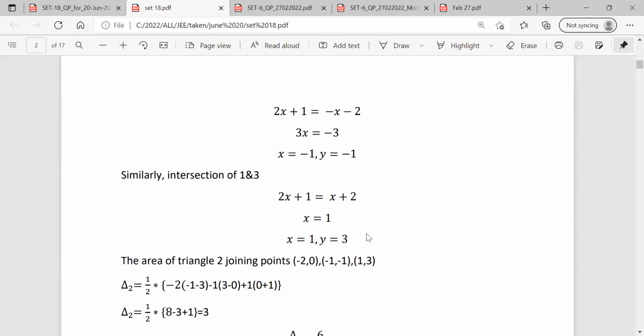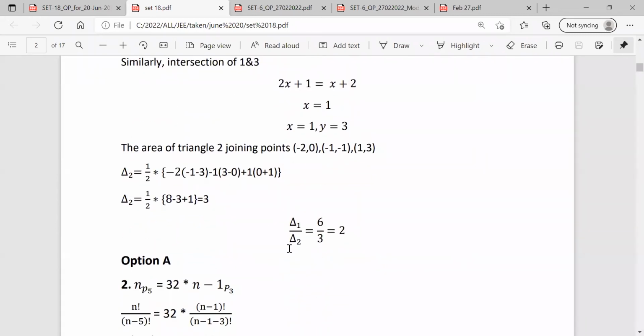Now we have these 3 points. If we have the coordinates, it's really easy to find the area of the triangle. The points are minus 2, 0, minus 1, minus 1, and the third one. Now we have the formula, so we directly substitute and we can get the area of the second triangle. Delta 2 is equal to 1 by 2 into, we know the formula, right? Minus 2 into, just substitute and solve these values. We get the area of the second triangle as 3.